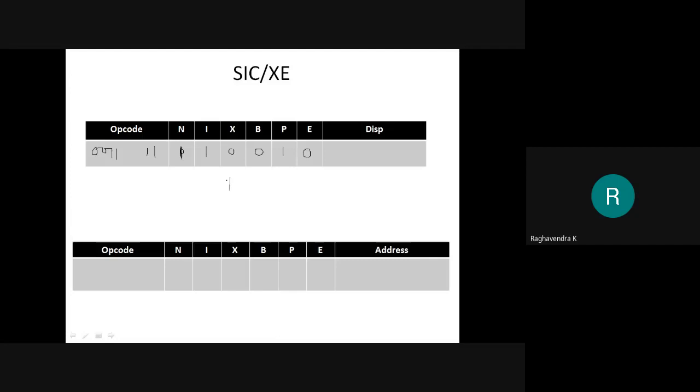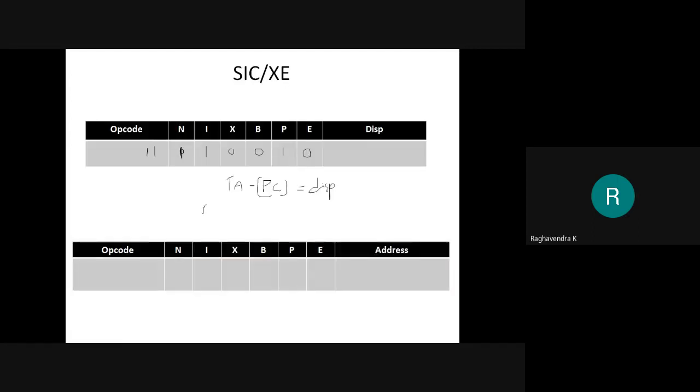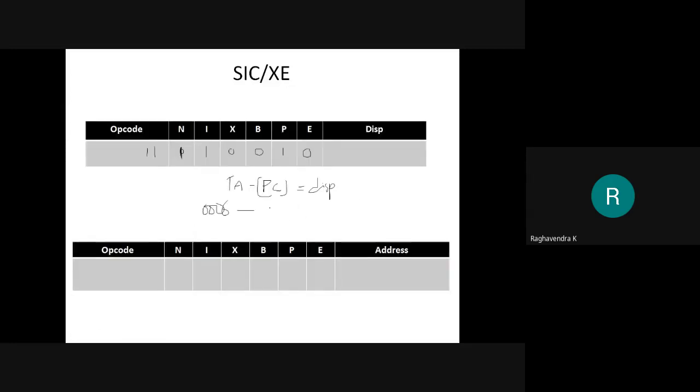Okay, now we know the formula. It is target address minus the content of PC, is equal to displacement. So let us check out what is the target address. Target address is C loop, which is present at 0006. So we'll write 0006 minus the content of PC. We are assembling the instruction present at 17, so PC is pointing to 001A. So I write 001A.